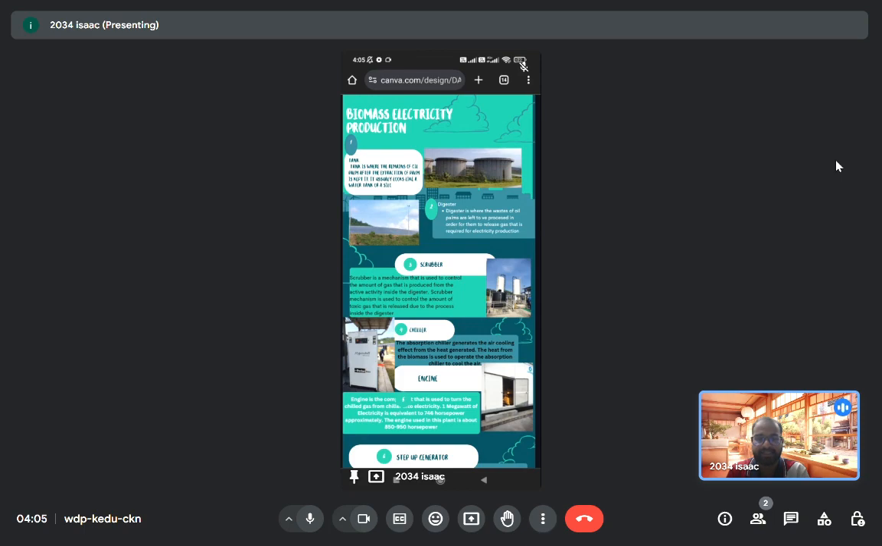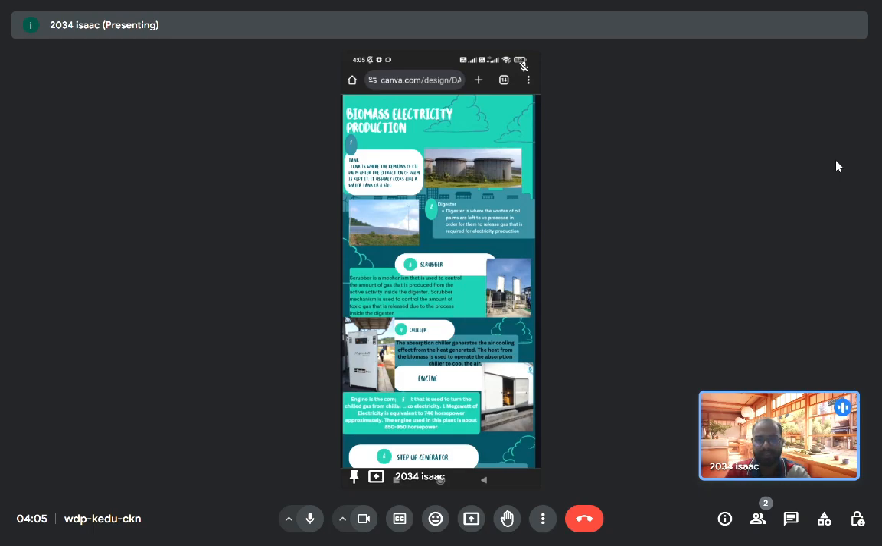Second is the digester. Digester is where the waste of oil palms is left to be processed in order for it to release the gas that is required for electricity production. Third is the scrubber. Scrubber is a mechanism that is used to control the amount of gas that is produced from the activity inside of the digester. Scrubber mechanism is used to control the amount of toxic gas that is released due to the process inside of the digester.